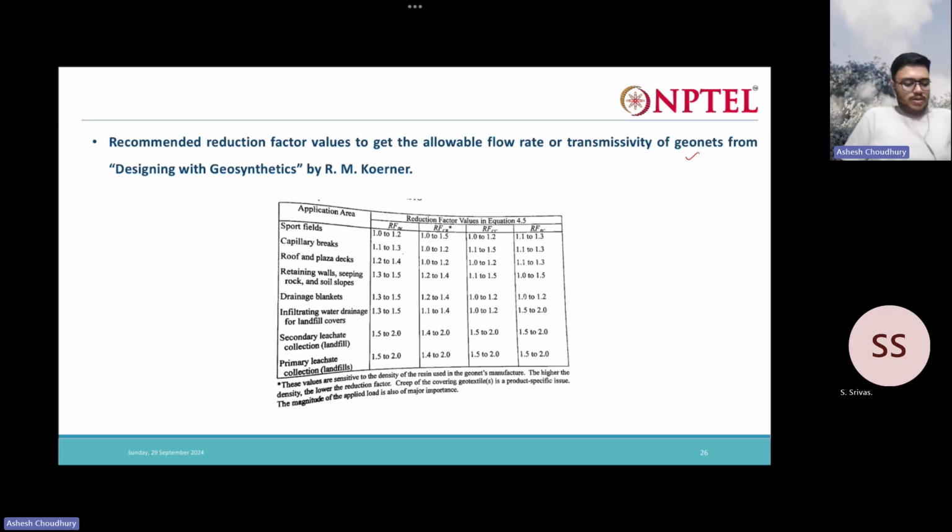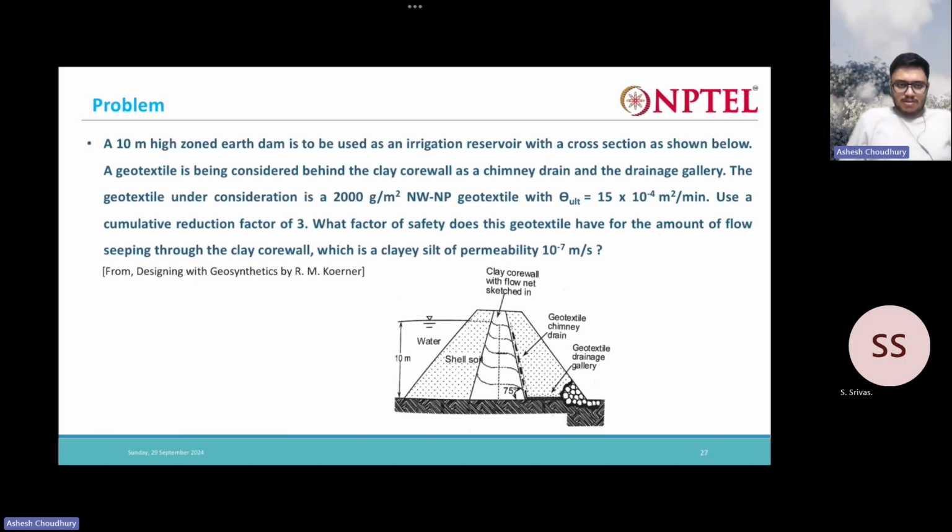Okay, so we are almost nearing the end of today's session. We don't have too much to discuss today, so let us see this problem. Here is the problem.